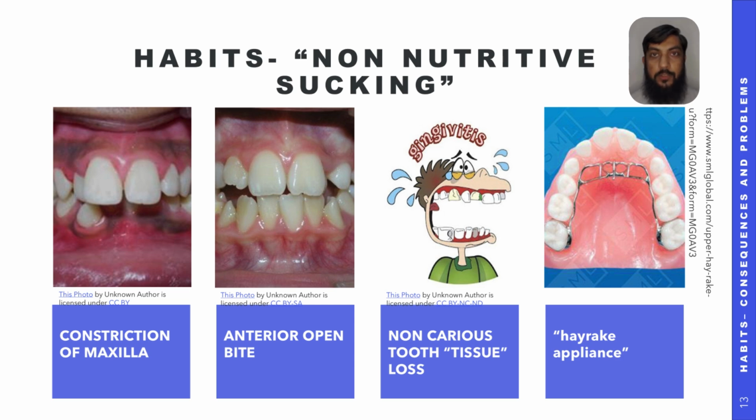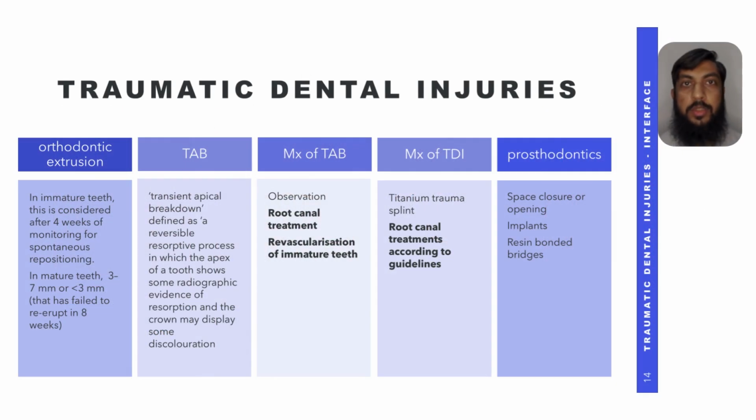So they have provided us with a solution of a hay rake appliance, or putting the dominant hand of a very small patient such as a toddler covered with some mittens or something like that, or putting some bad tasting or bitter tasting harmless substance on the offending finger the child uses for thumb sucking to manage this habit and break the habit.